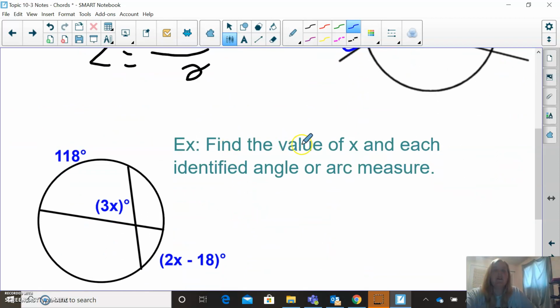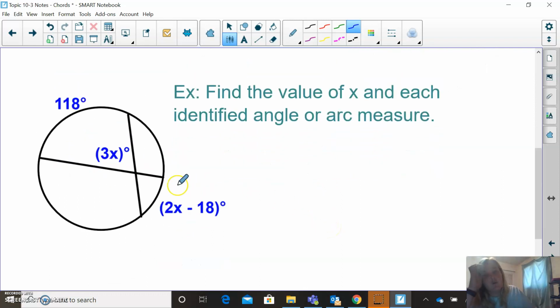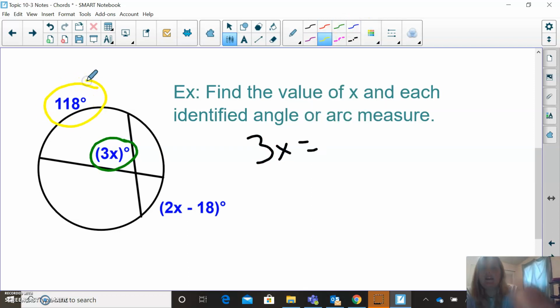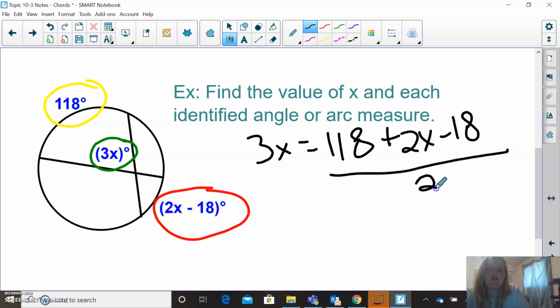So, find the value of x in each identified angle or arc measure, okay? So, we're going to have to find x and plug it back in. So, what we can do, okay, is we're going to say 3x is equal to, okay, so we took the 3x from right here, and that is equal to the 118 plus 2x minus 18, and we're going to set that over 2. Okay.